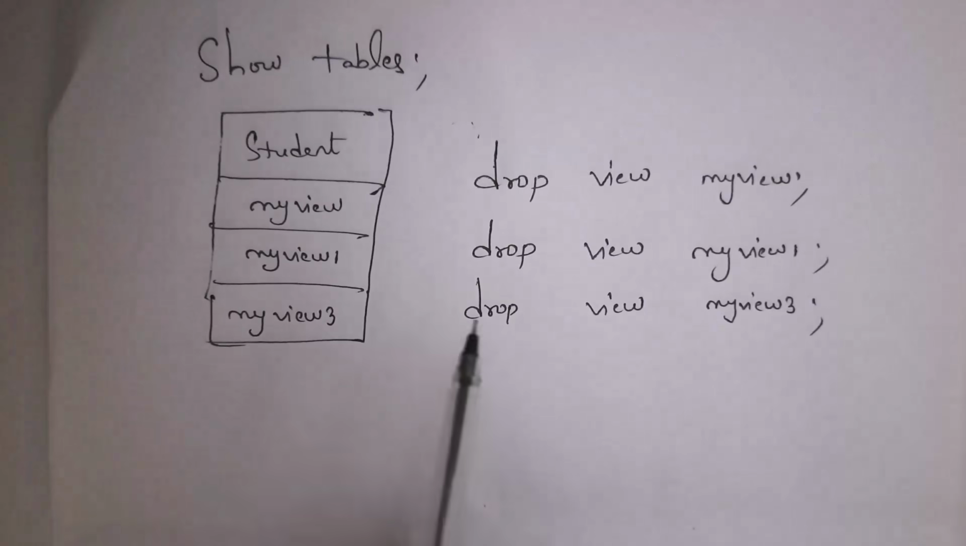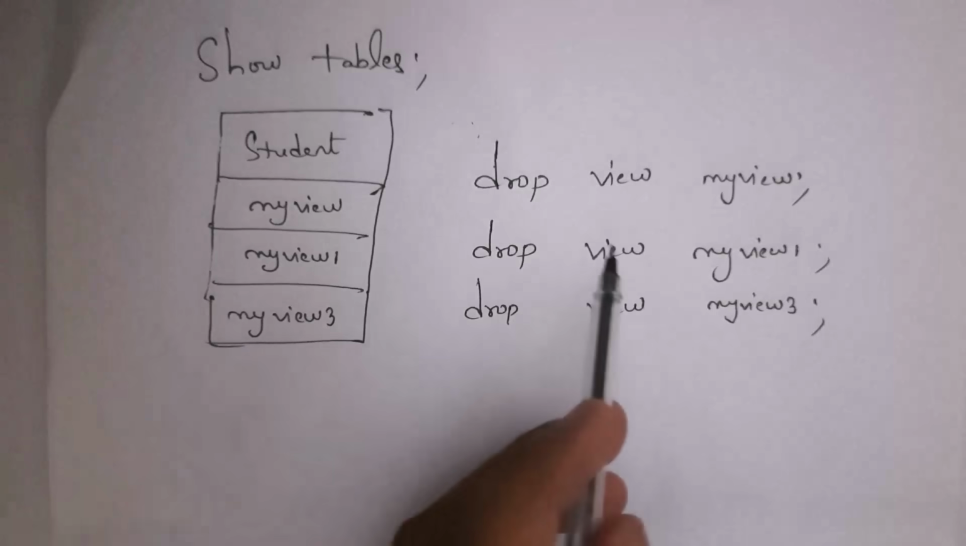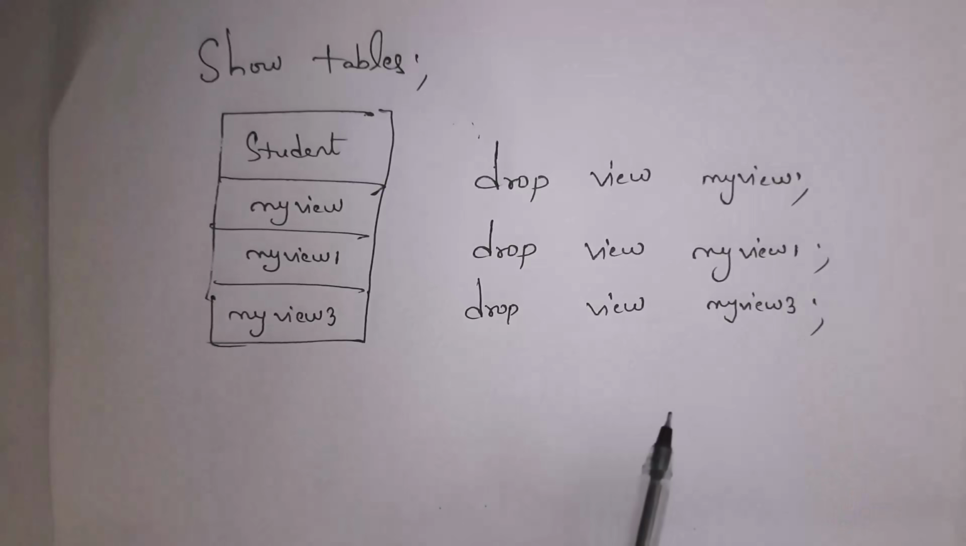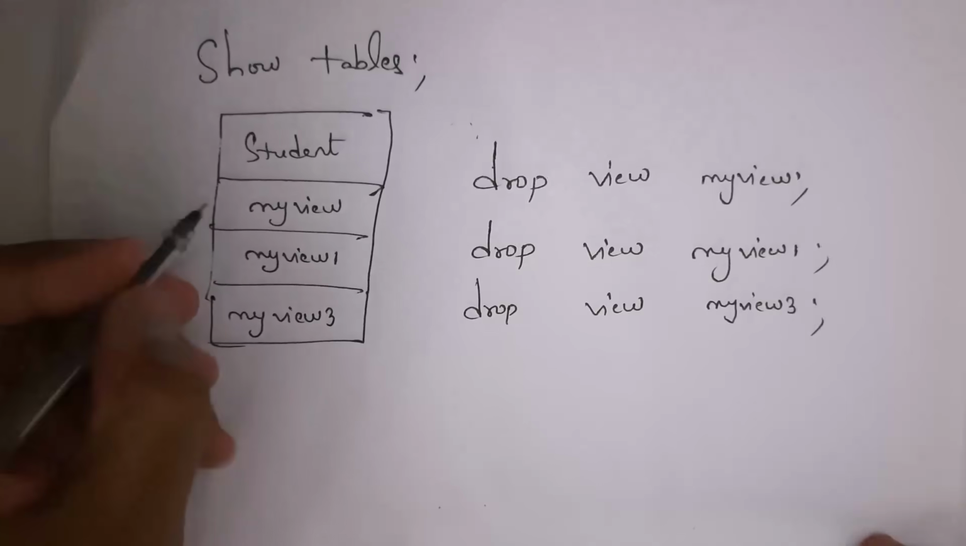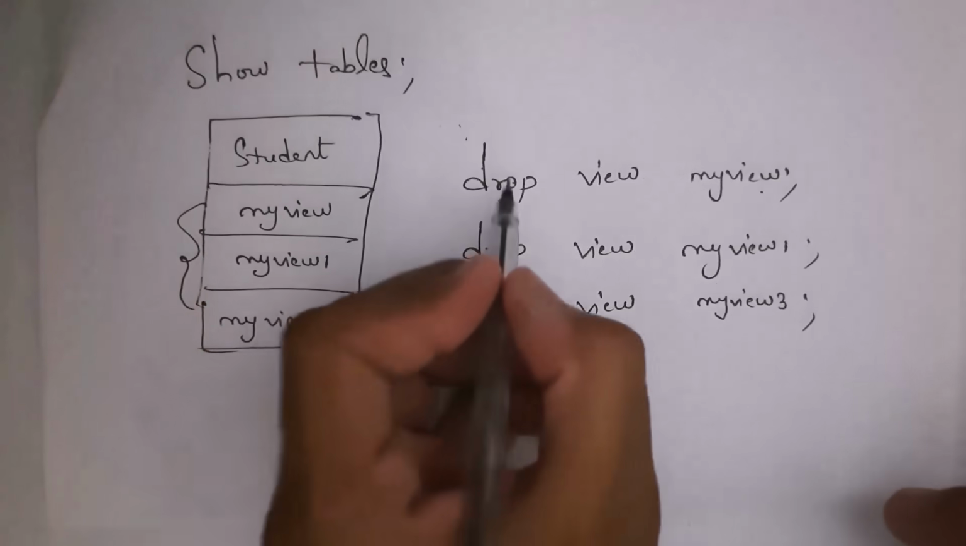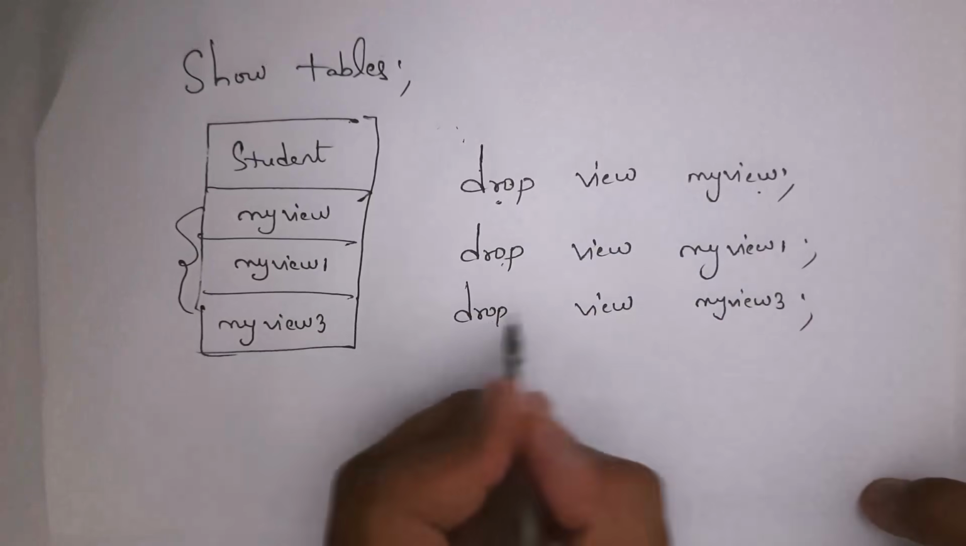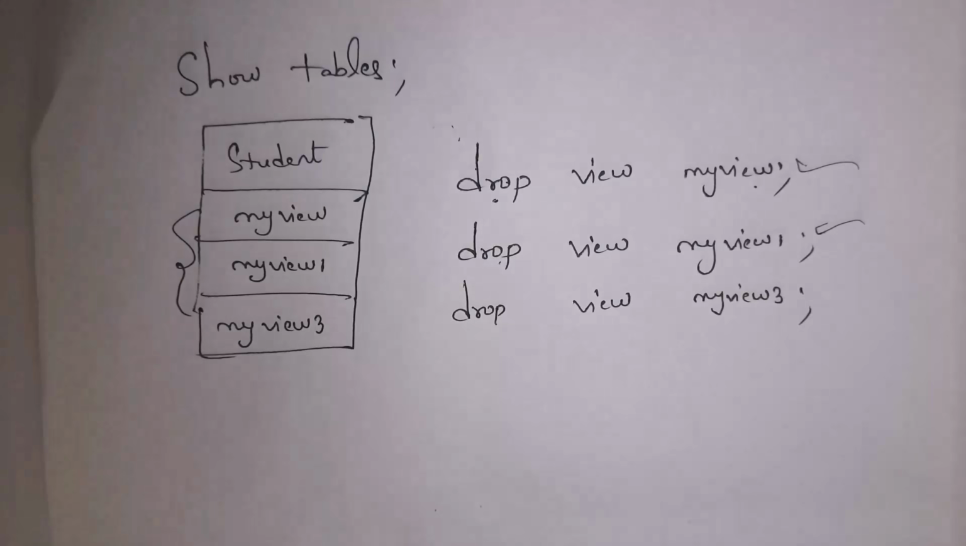Guys, deleting view is same like deleting table. In order to delete table, you need to write drop table name. In order to delete view, you need to write drop view name. I created three views. Now I want to delete these three views. So write here drop view my view 1, drop view my view 2, drop view my view 3. This is how we delete views.